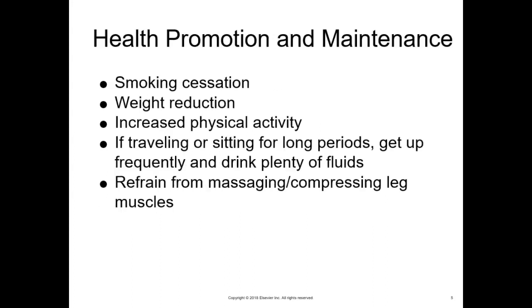Chart 32-1 on page 617 goes over patient teaching for preventing a pulmonary embolism. Please review that on your own and be familiar with those patient teaching strategies. Under health promotion and maintenance, although pulmonary embolism can occur in healthy people without warning, certain conditions increase the risk for occurrence. Lifestyle changes help to reduce the risk for PE.